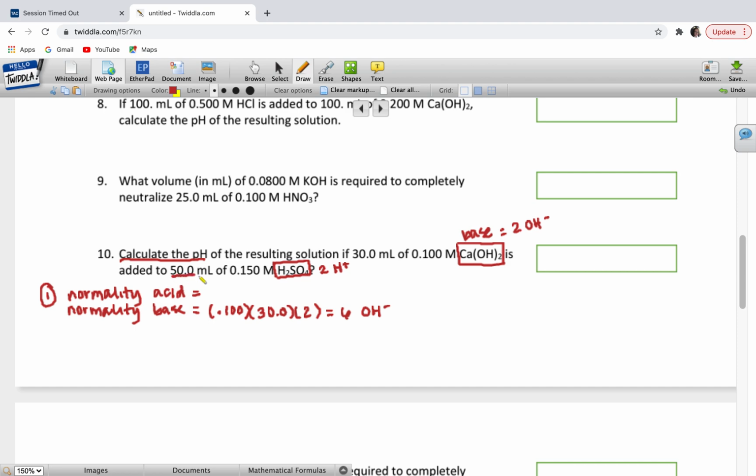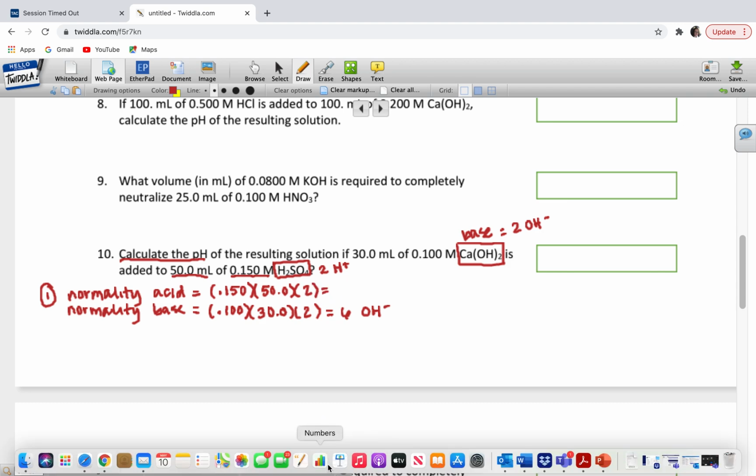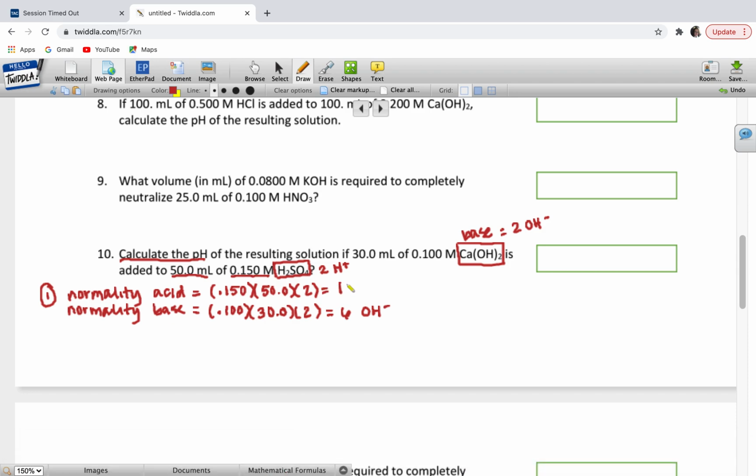We've got 50 milliliters of it, and its molarity is 0.150. So 0.150 is my molarity. Multiply it times the volume, which is 50. Keep in mind that 2 hydrogens are produced every time that stuff dissociates. So the normality of this acid, 50 times 2 is 100 again, right? 100 times 0.15 is going to be 15.